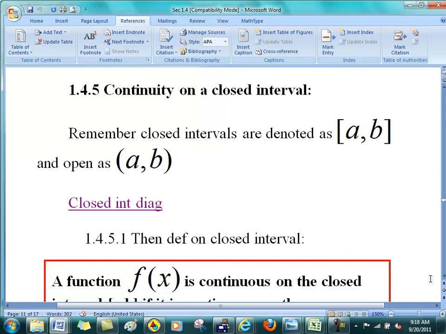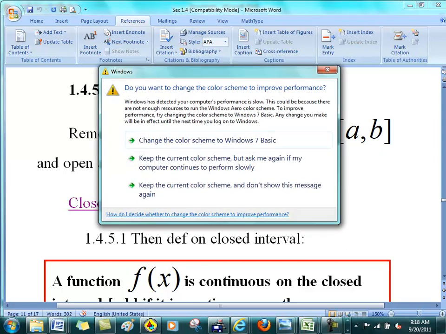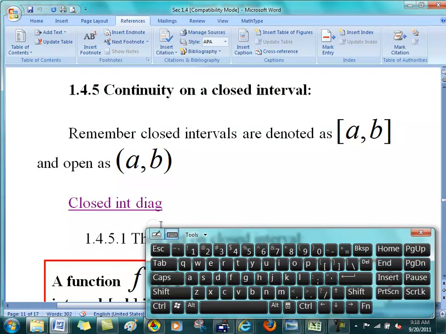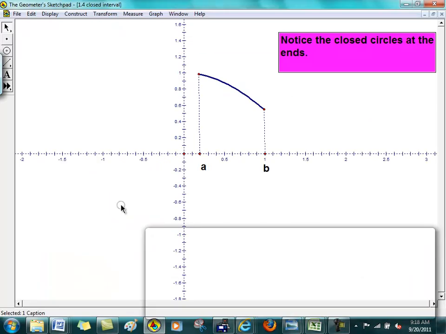The other thing on this slide here is brackets versus parentheses. Does everybody know the difference between the two? Yeah, Stephanie. Brackets inclusive. Nice. And the parentheses are exclusive. That's right. So brackets are inclusive of the points a and b. Parentheses are not. So what do I mean by that as far as the function is concerned? Let's take a look at this graph here then.